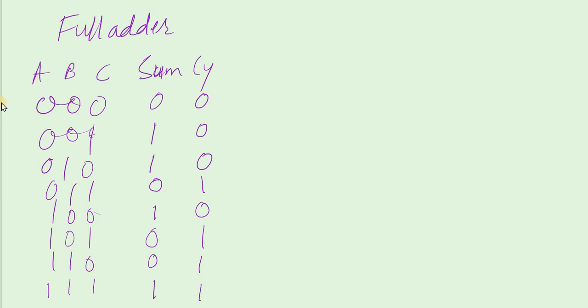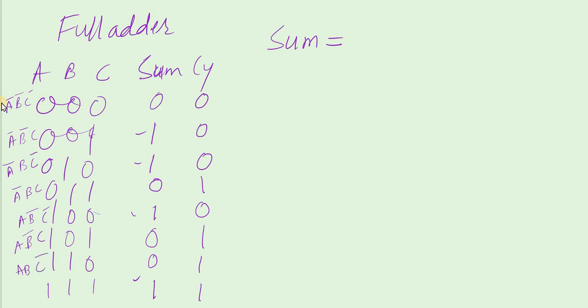Now from that we can write down the equations for sum. Sum is 1 for these cases. Now we know the minterms: a bar, b bar, c bar; a bar, b bar, c; a bar, b, c bar; a bar, b, c; then a, b bar, c bar; a, b bar, c; a, b, c bar; and a, b, c. So let's add all the minterms which are generating output 1.